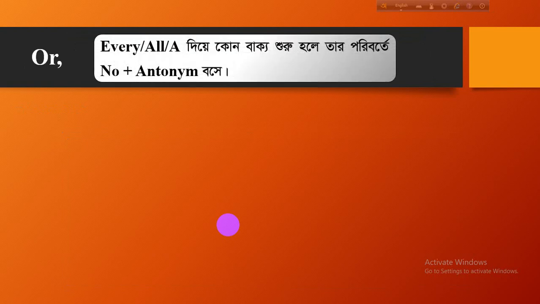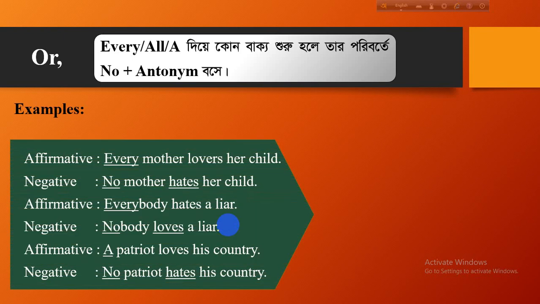Every, all, are দিয়ে কোনো বাক্য শুরু হলে তার পরিবর্তে no plus antonym. As we have got the first rule, not plus antonym, it is similar to this one. So in replace of every, we can use directly a negative word and then an antonym word. So let's take some examples. Every mother loves her child. There, in replace of every, we can use no mother, and in replace of loves we can use hates, the opposite word, that means antonym words.